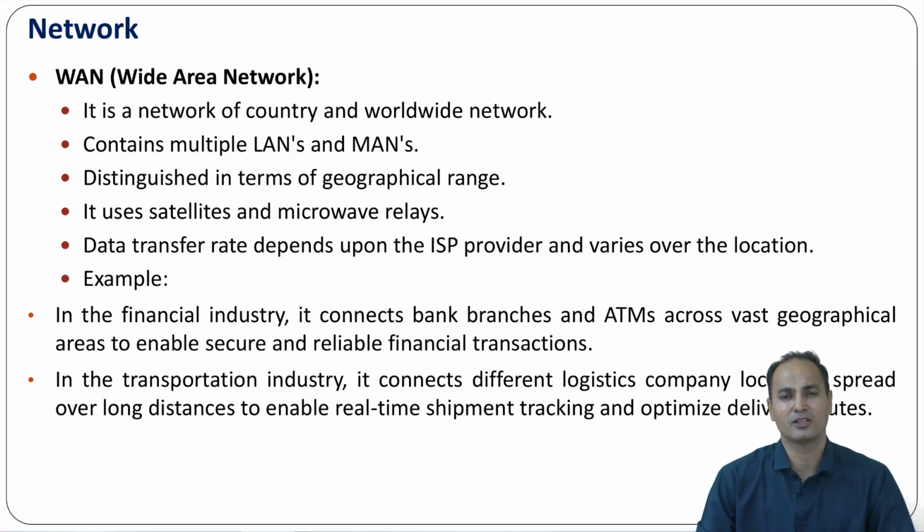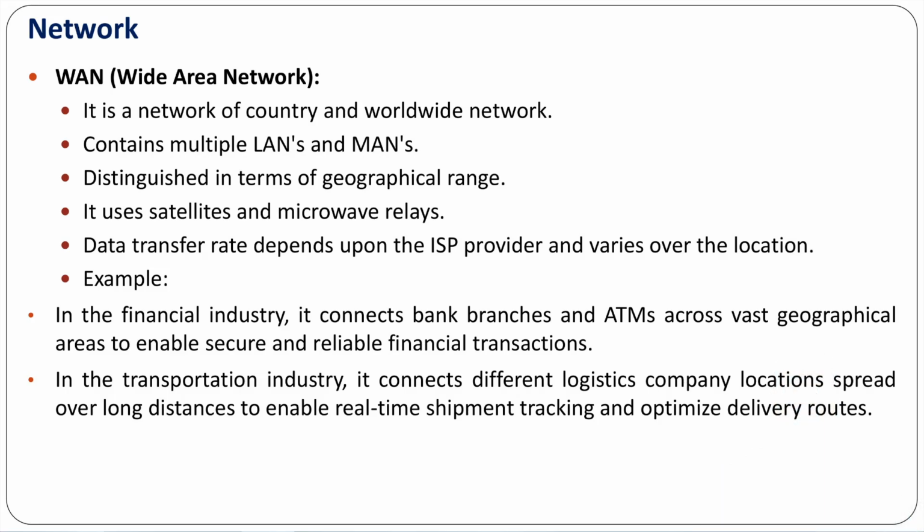It enables us to transfer and communicate data. It uses satellites and microwave relays. Data transfer rate depends upon ISP providers and varies over location. As examples of WAN, it connects bank branches and ATMs across vast geographical locations to enable secure and reliable financial transactions. In the transportation industry as well, it connects different logistics company locations spread across the globe to enable real-time shipment tracking and optimize delivery routes.